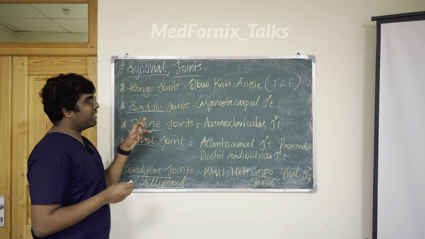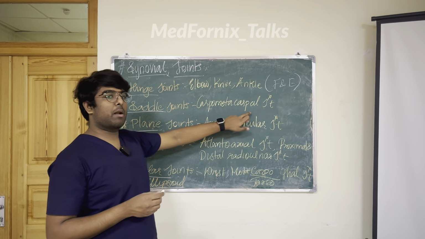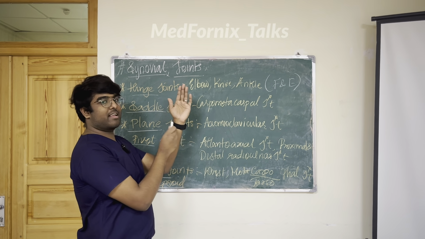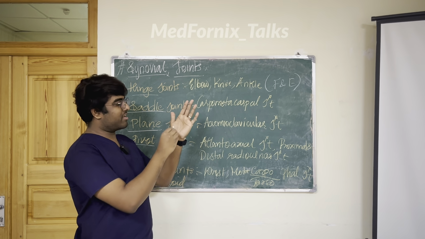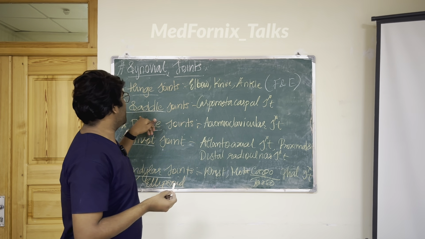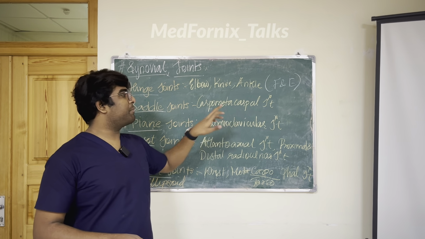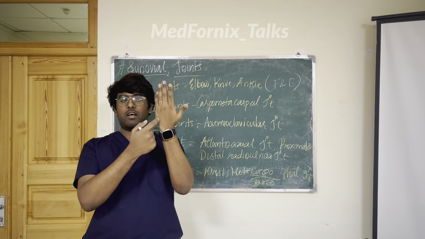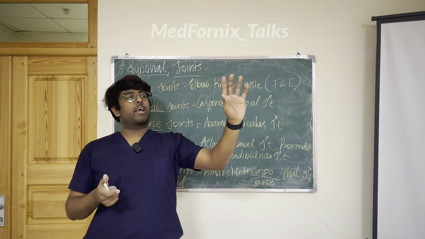Next one is saddle joint. They are seen in the carpo-metacarpal joint. Carpals, you know, are seen in the wrist, and metacarpals are seen in the palm region. So here will be the wrist and here will be the saddle joint, the carpo-metacarpal joint, seen in between the carpals and metacarpals. These are metacarpals and this is carpals. You can see the thumb.